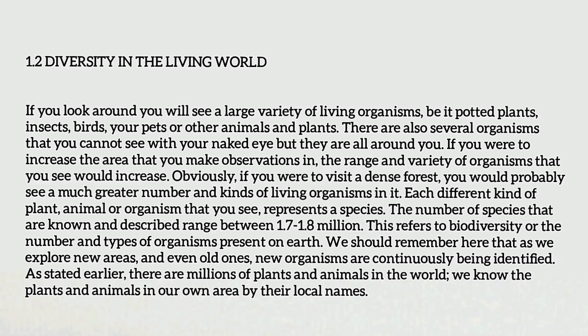If you were to increase the area that you make observations in, the range and variety of organisms that you see would increase. Obviously, if you were to visit a dense forest, you would probably see a much greater number and kinds of living organisms in it. Each different kind of plant, animal, or organism that you see represents a species. The number of species that are known and described range between 1.7–1.8 million. This refers to biodiversity, or the number and types of organisms present on Earth.